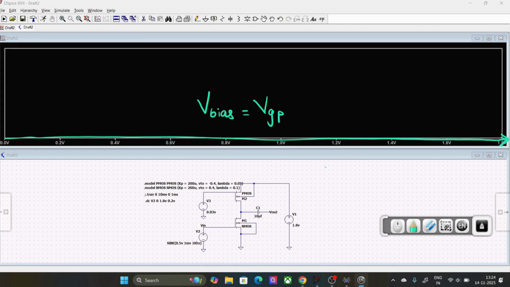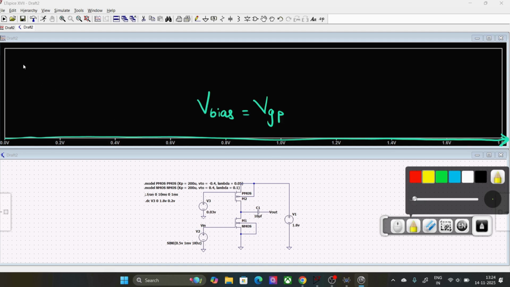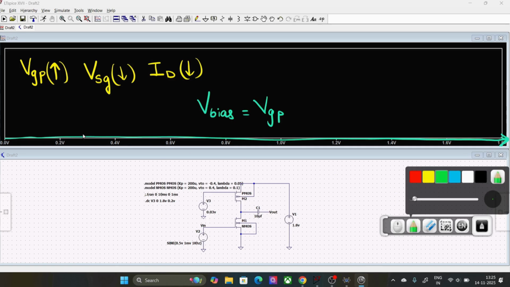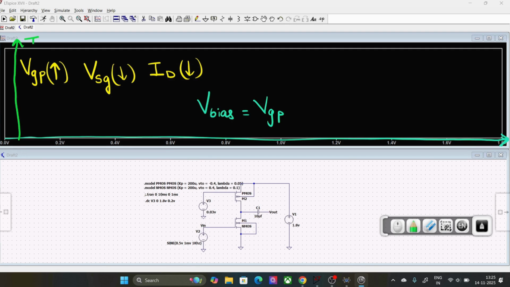I'm repeating it again and again so that you should not get confused. As the gate voltage of PMOS increases, as in our case, it increases from 0.02 volts to 0.03 volts, your VSG decreases, thus your ID also decreases, right? So basically, what kind of curve should we expect? Just pause this video and try to think. If I'm plotting this as my Vbias and this as my ID, what kind of curve should we expect? Just pause this video and try to think.